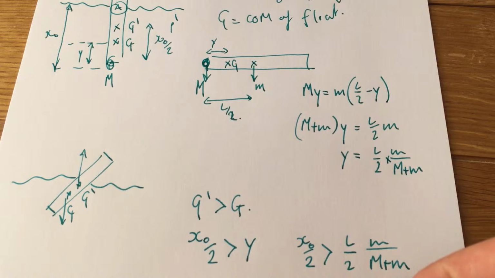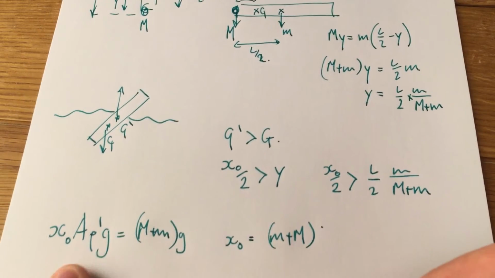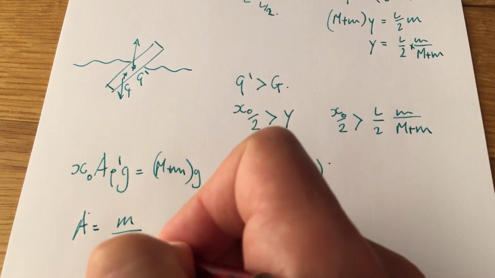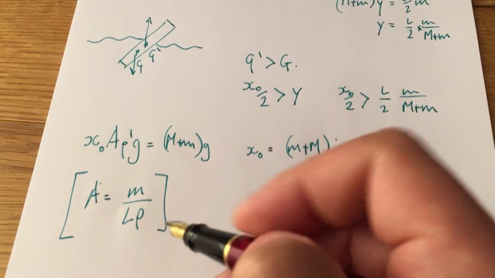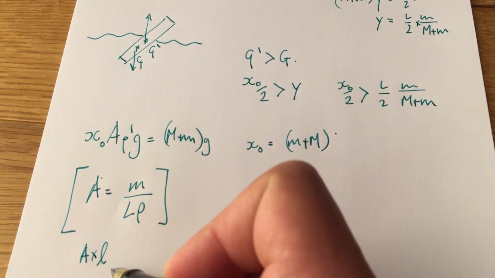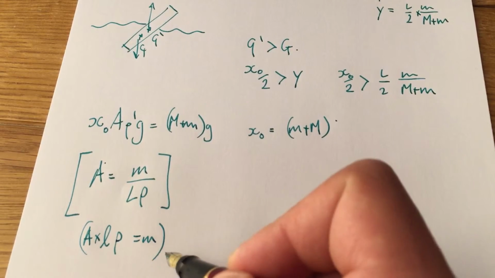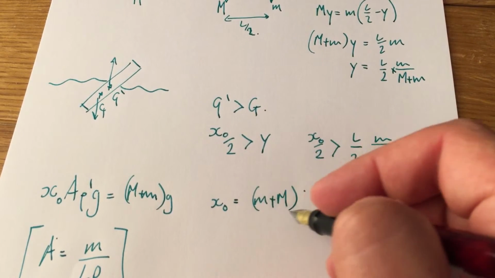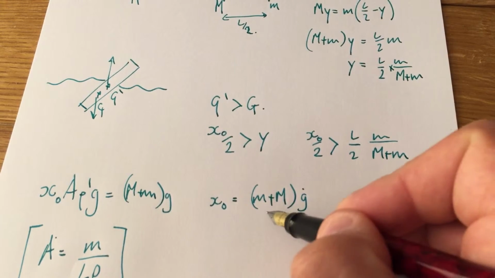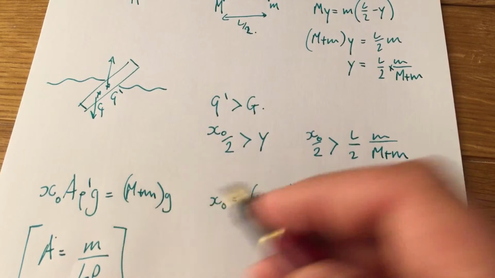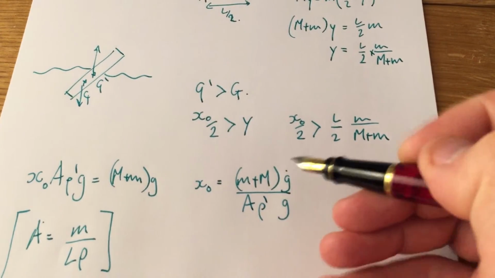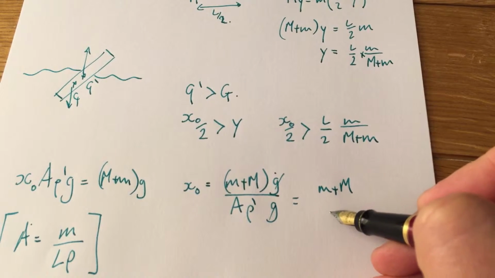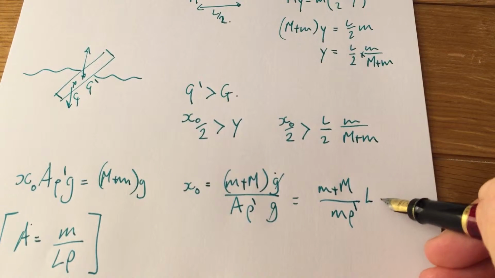So therefore x naught is going to give us M plus m. Where have I taken that from? We're going to take our area. Do we remember from the previous bit that we said our area is... wait a minute, not our area. Okay, so what is the area? Well, the area times the length times the density of the object gives us the mass. So that brings it back, and so x naught is going to equal (M plus m) g divided by A rho dash g, which gives us M plus m. Get rid of the g's. Area is going to give us m at the bottom, rho dash L rho at the top.